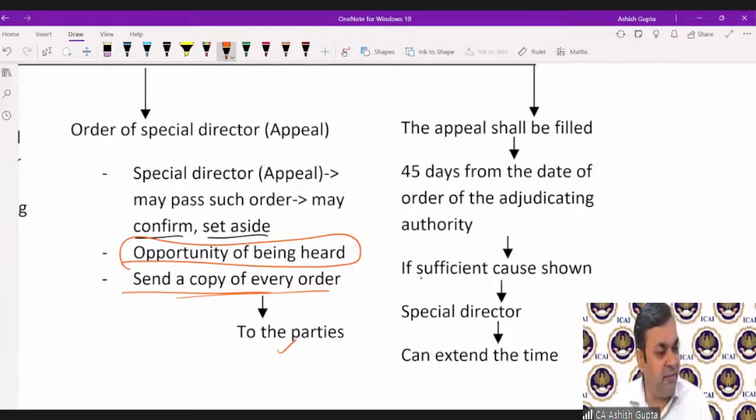Udit, don't worry, we will solve your queries also, right? With respect to the question bank. Request you to please look up once.